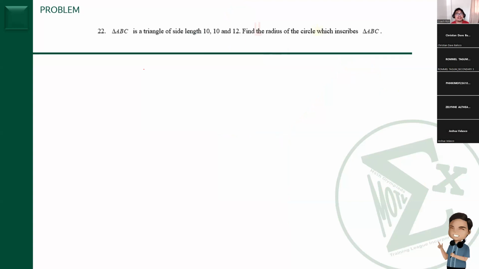Okay, triangle ABC. Okay. So we have a triangle. And it's an isosceles. I know it's an isosceles. Why is it an isosceles? 10, 10, 12. So this is 10, this is 10, that's 12. Right? So we do know for now that this is an isosceles. Okay, let's establish that this is an isosceles.